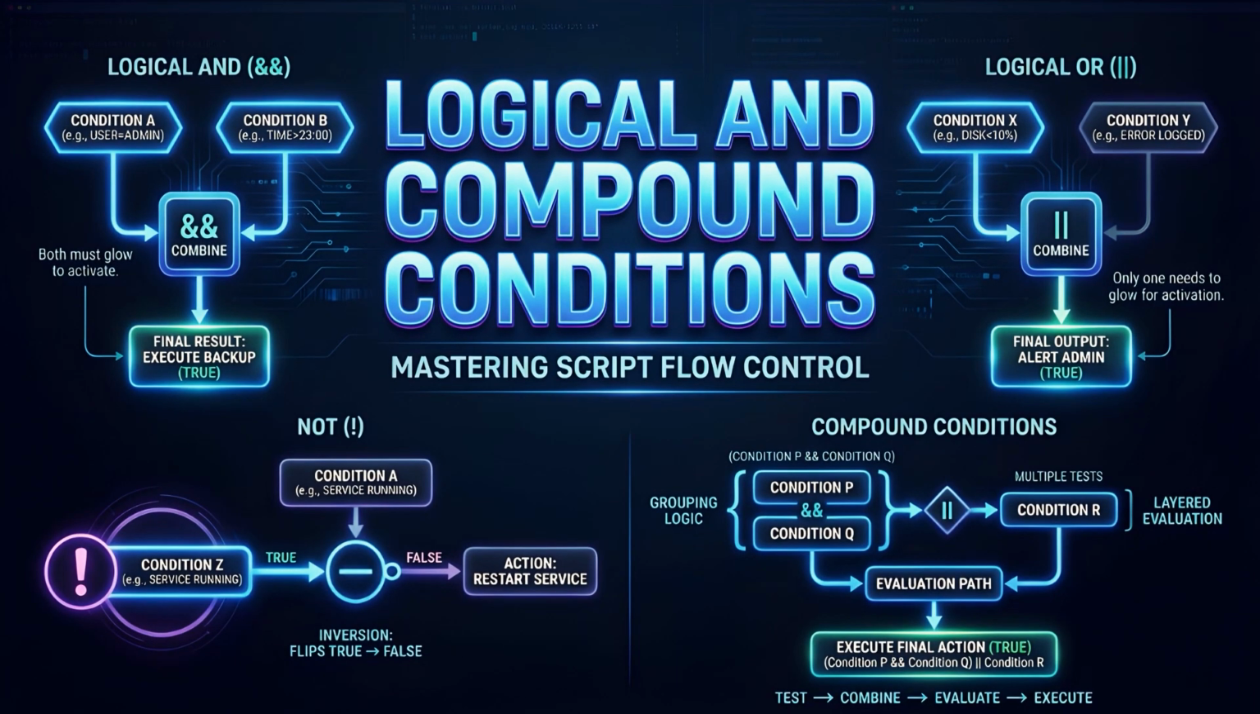Next we'll see about the logical and compound conditions. For that we have the AND operator and the OR operator. For AND we use the ampersand symbol twice, and for OR we use the pipe symbol twice. So now let me demonstrate the logical and compound condition using AND.